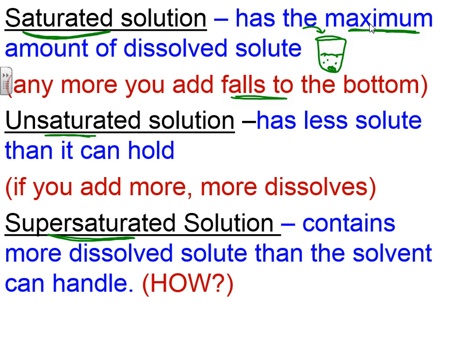There is a type of solution called a supersaturated solution, and this is a fun one I'd like to talk about in a little more detail. A supersaturated solution contains more dissolved solute than the solvent can handle. Now we just set up here that once it's reached the maximum, it's called a saturated solution. And how can you go beyond its maximum, beyond its limit?